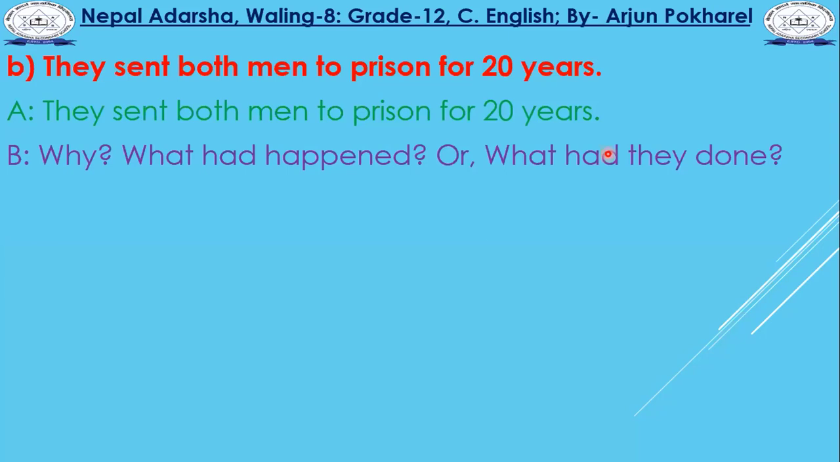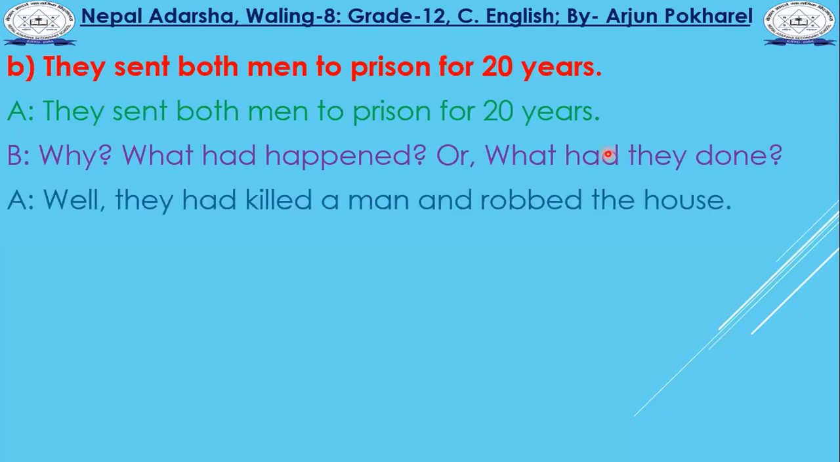Tell me the complete sentence. What had happened? Well, they had killed a man and robbed his house. You can say that, because the same subject you can't put two times. You didn't put the subject two times. You can also do so. You can give your answer in this way.